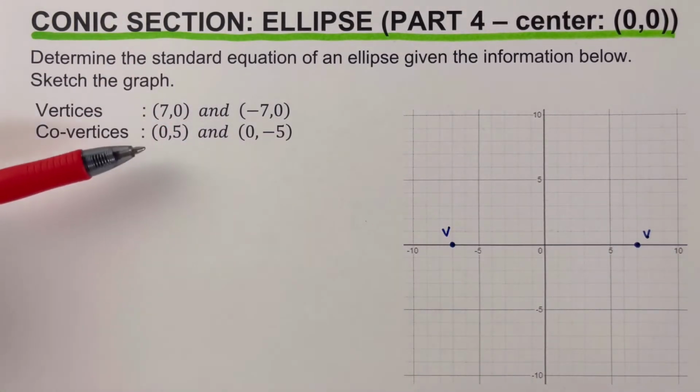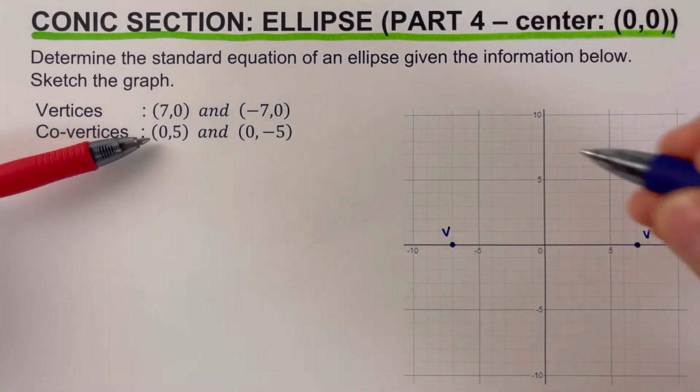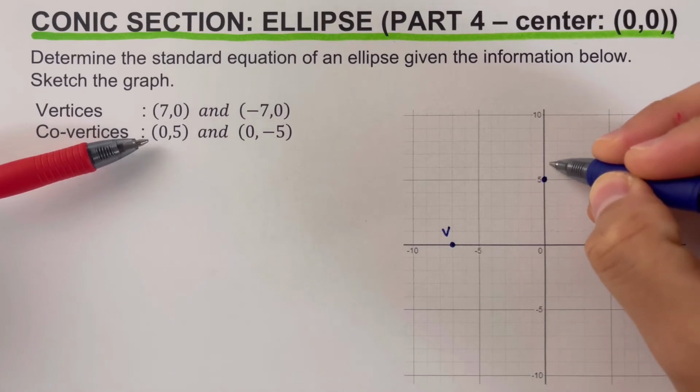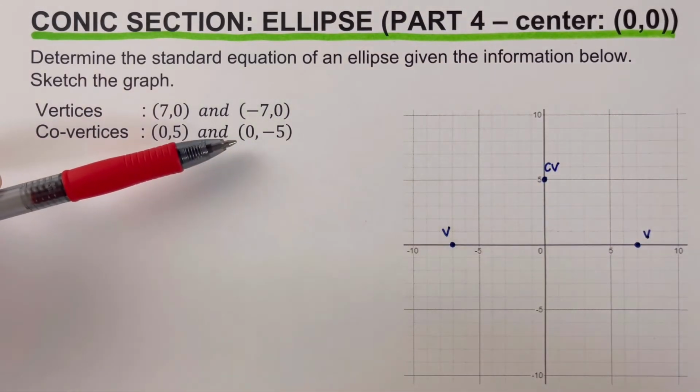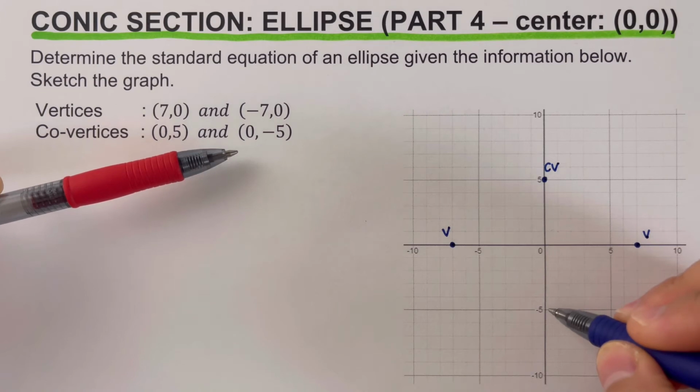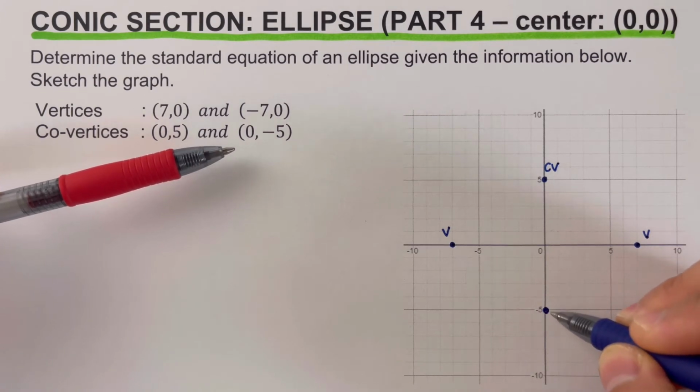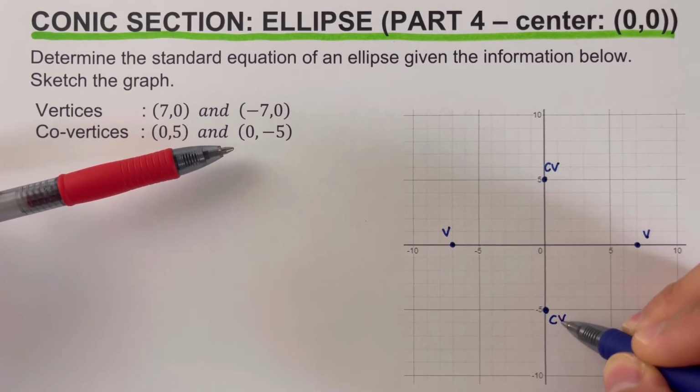Now, we also have the co-vertices. We have 0, 5. So this is the first co-vertex. And then the other co-vertex is at 0, negative 5. So it's going to sit here. So I'm going to label this as co-vertex.